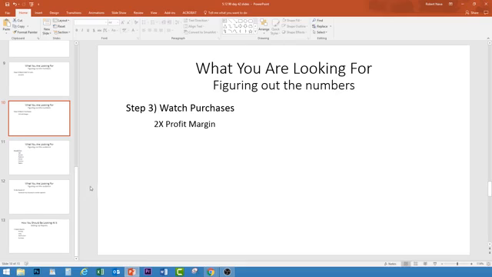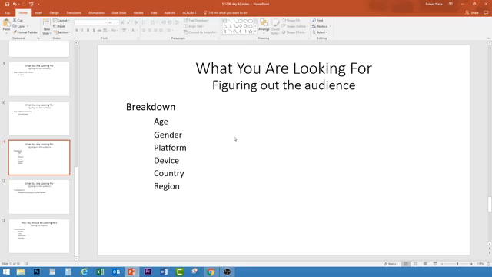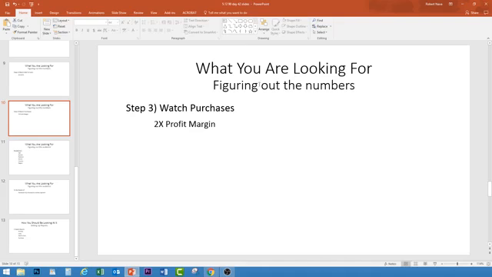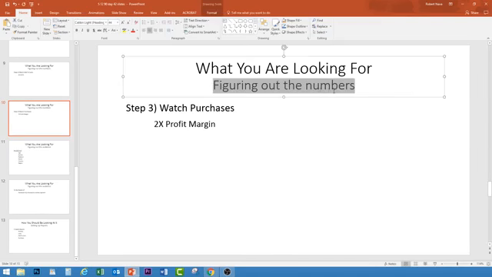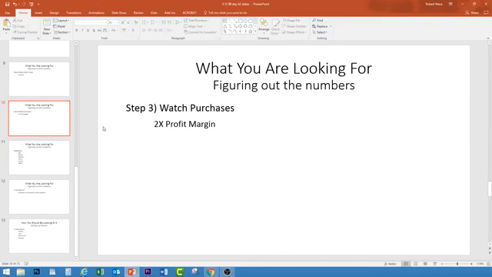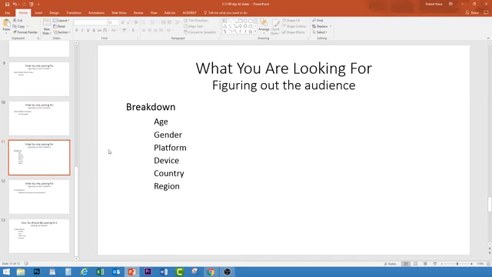Now let's look at some more things that you're looking for in your reporting. Notice the difference on this one. This one says what you are looking for, figuring out the numbers. That's what we were looking at before. But now you can figure out who's your audience. You can figure out whether your conversions are costing you $10 because Facebook's showing it to the wrong people. You might say, what do you mean, I'm targeting people? Well, there's some stuff in there that you really might not know without looking at some of the breakdown within reporting.